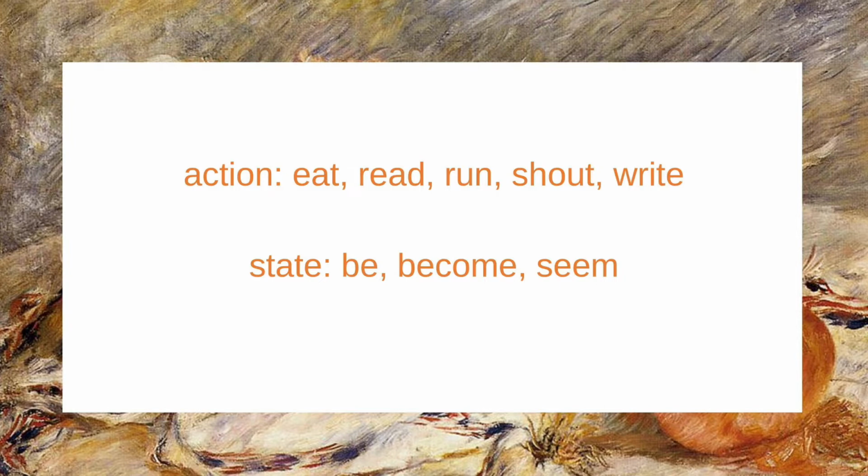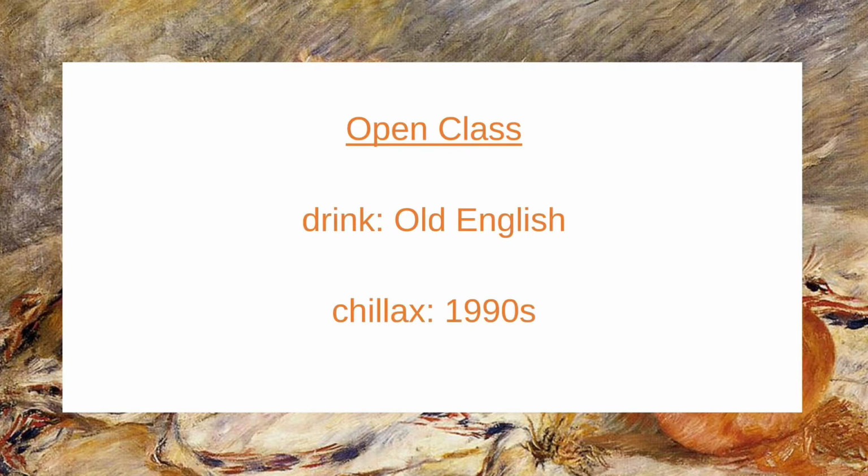Be, become, and seem are verbs that name states. State of being verbs tell what someone or something is rather than what something or someone does. What makes a verb a verb?